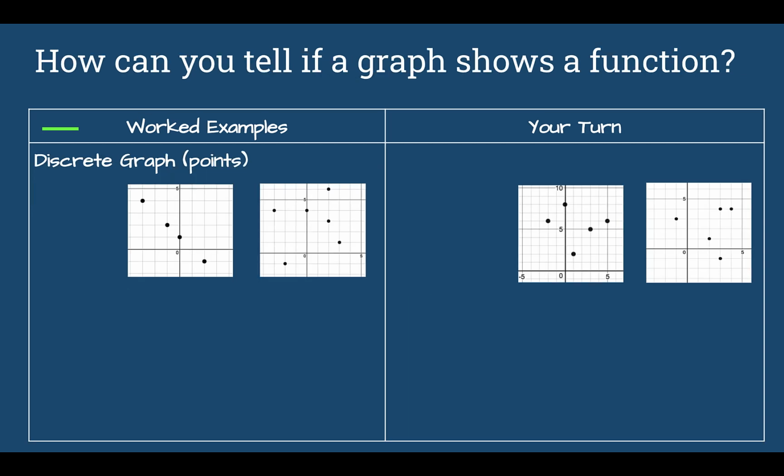The last type of relation that we need to determine are graphs. So there are two types of graphs that you're going to see. You might see discrete graphs where it's just some points, or you might see some continuous graphs where there's actually a line drawn. When we have graphs, we're just thinking along the same lines. Does each x only go to one y?